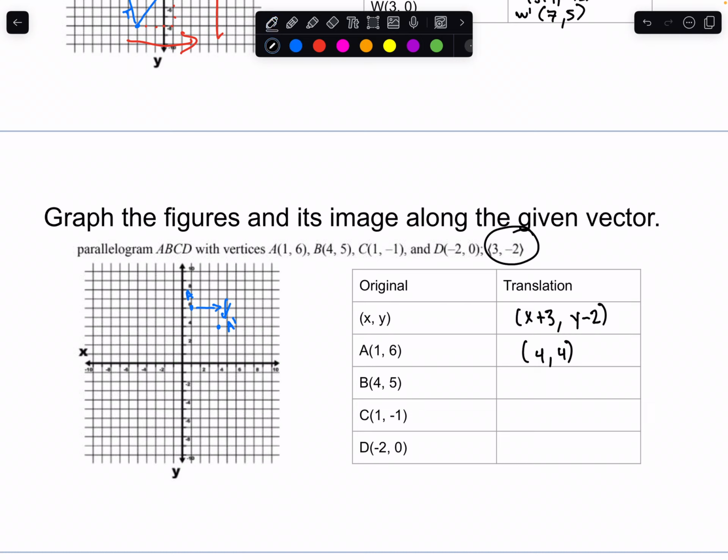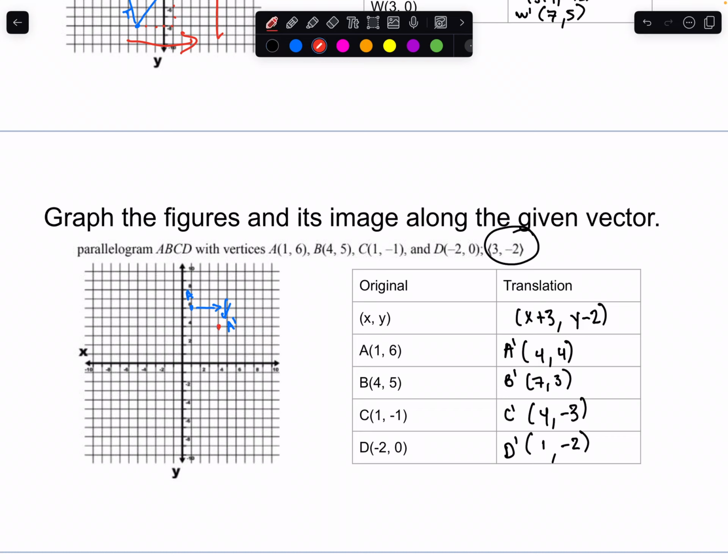When I look at B, I'm going to do 4 plus 3 gives me 7. 5 minus 2 gives me 3. I have A prime, B prime, C prime. 1 plus 3 gives me 4, and then negative 1 minus 2 is negative 3. And lastly, D prime will land at negative 2 plus 3 is 1, and 0 minus 2 is negative 2. And I can plot all of these points and see how it's shifted.